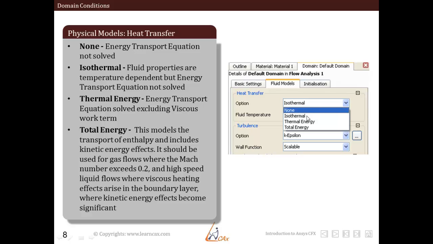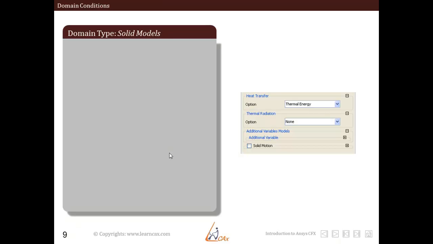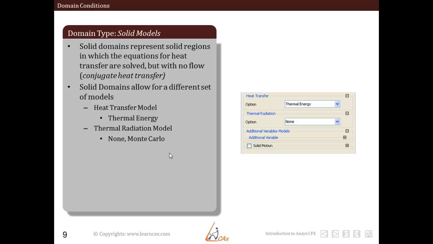So these are the four options that we have for the heat transfer model selection: none, isothermal, thermal energy and total energy. After that, if we model a solid instead of modeling it as fluid, we also have various options. The solid domain represents solid regions in which the equation of heat is solved because there is no flow. That is referred to as conjugate heat transfer. The solid domain allows for a different set of models, in which the heat transfer model is thermal energy, and the radiation model can be selected as none or Monte Carlo. So for the solid domain we don't have much choice; that is the only option that we have.